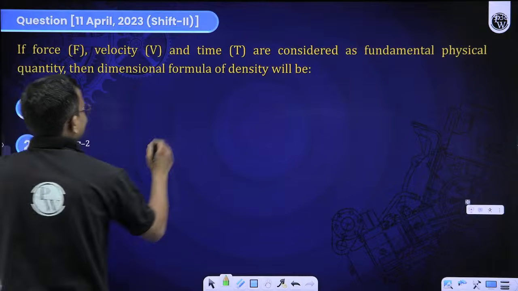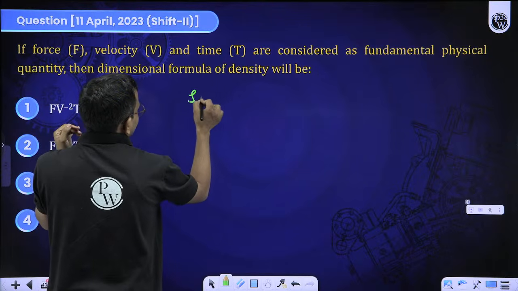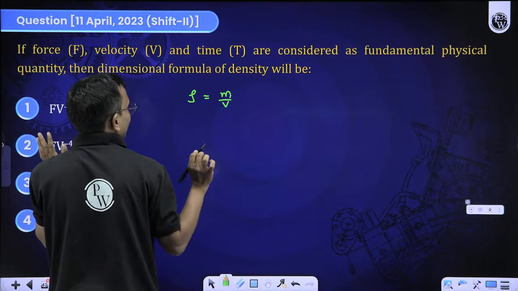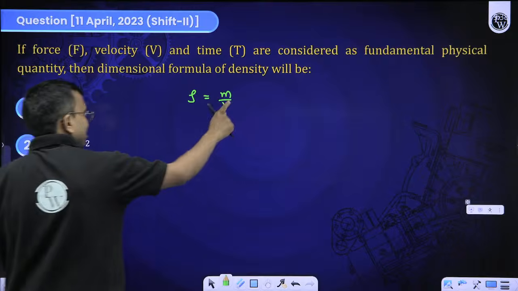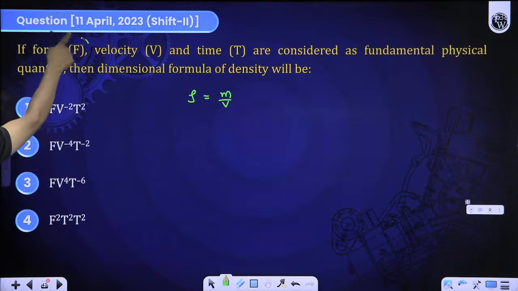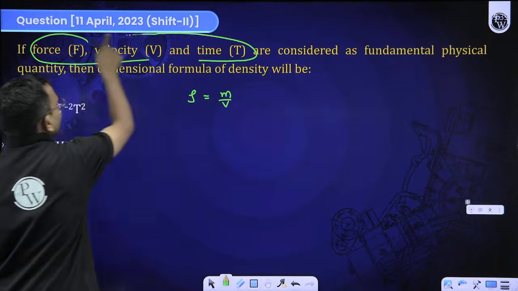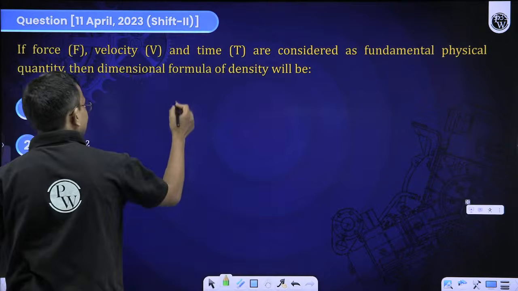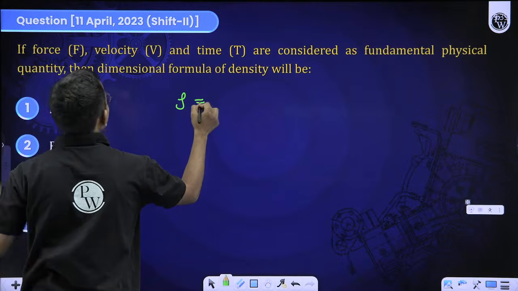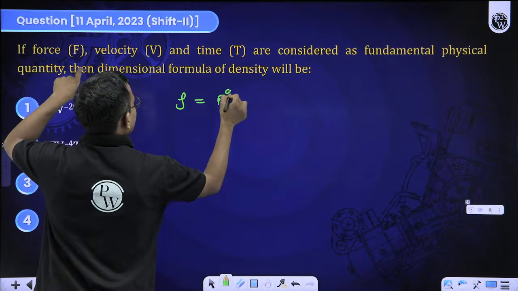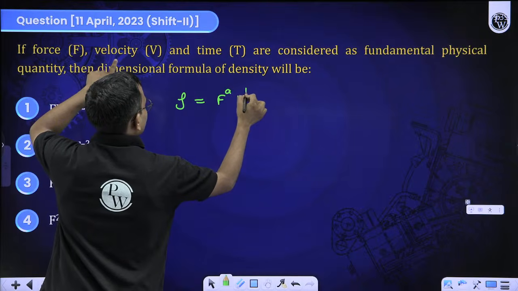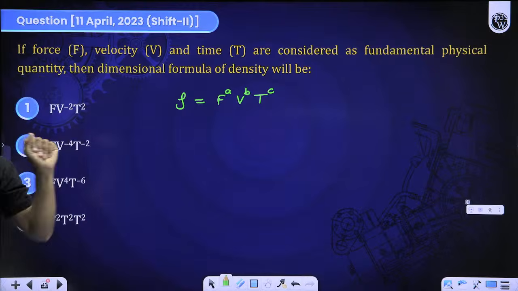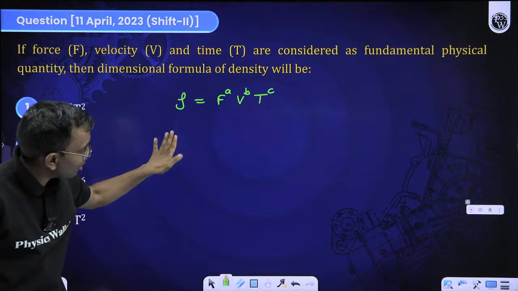Let us take, I know that density is equal to mass by volume. That I know. But I cannot express density in mass and volume, because here these three are taken as fundamental. You should not write like this. Then I will say, let us take density depends upon force to the power A, velocity to the power B, and time to the power C. Then both sides you write the dimensions.